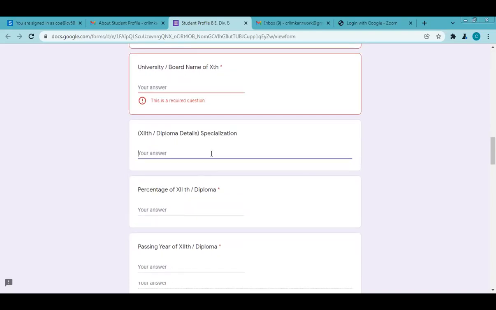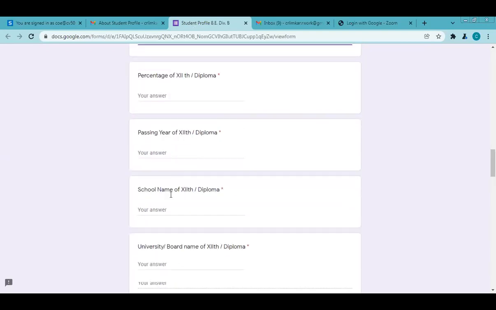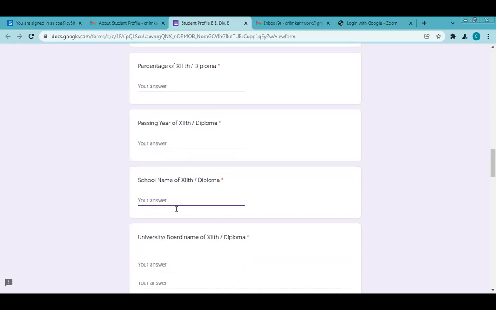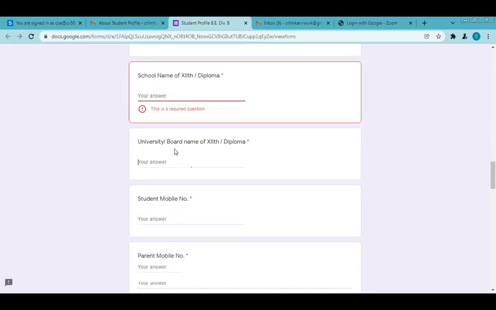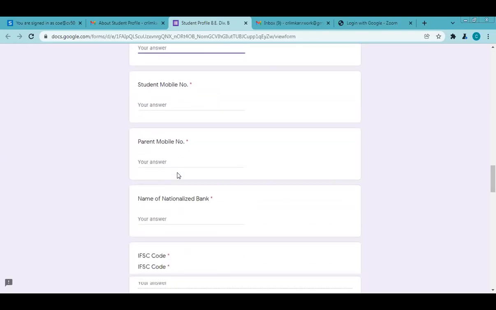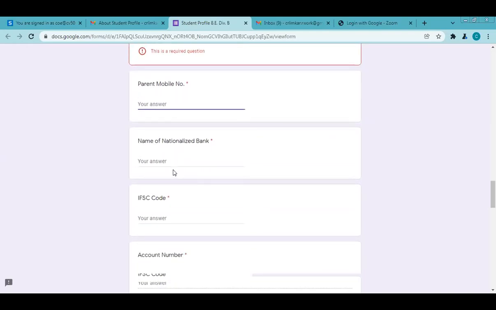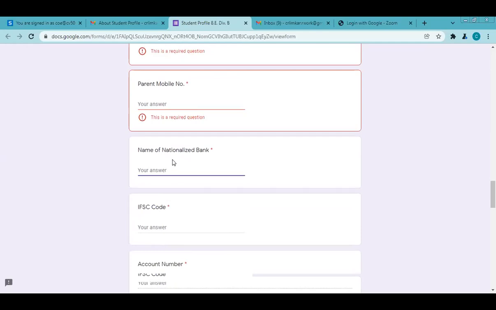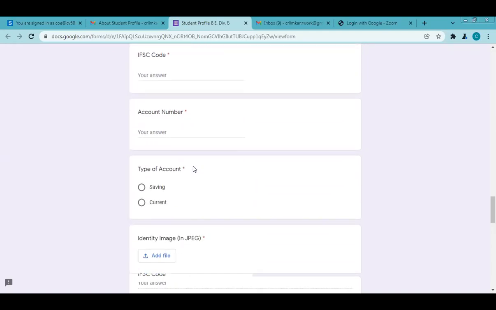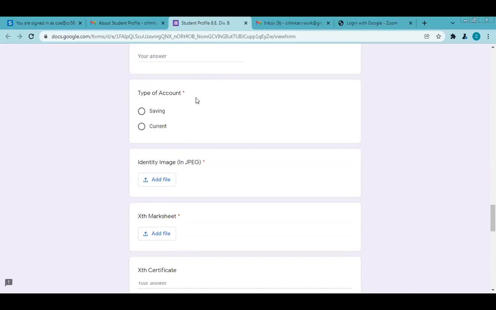Then if you have completed 12th, you need to add that particular tab also, that is 12th or diploma. If you have done the diploma, enter the diploma specialization, that is civil engineering. Then percentage of 12th or diploma, whichever is applicable. School name for 10th and diploma, for 12th and diploma. Then the university or the board. Your mobile number, your parents' mobile number, and nationalized bank, the bank in which you have your account according to your passbook. Put the name of that nationalized bank, IFSC code, account number, and account type, whether it is saving or current.